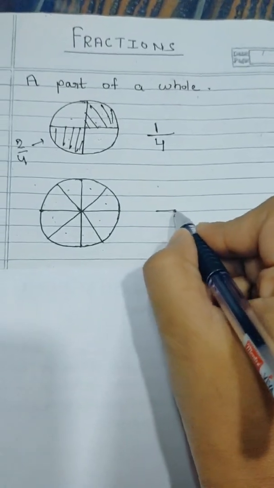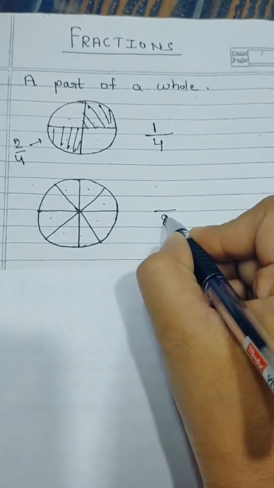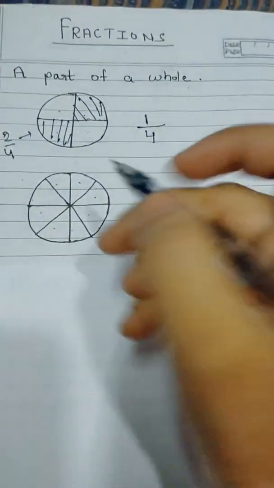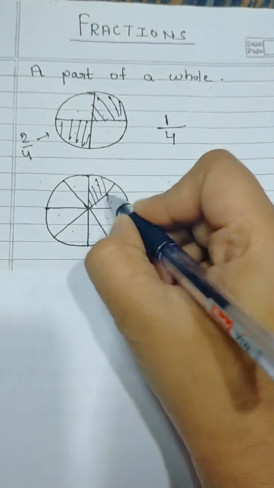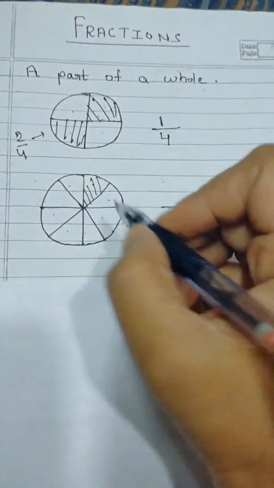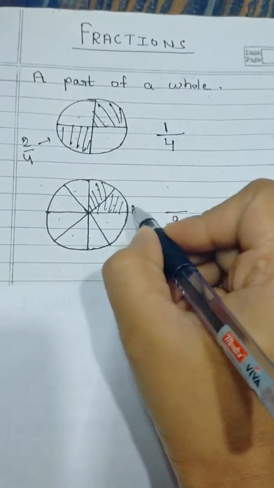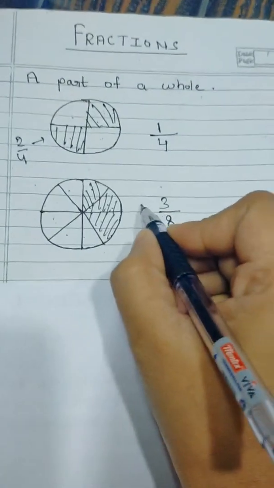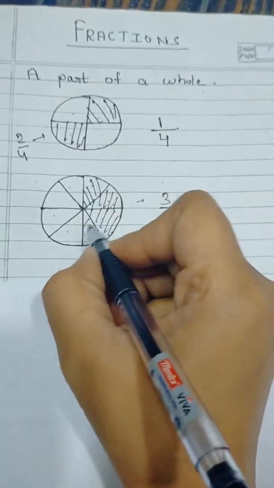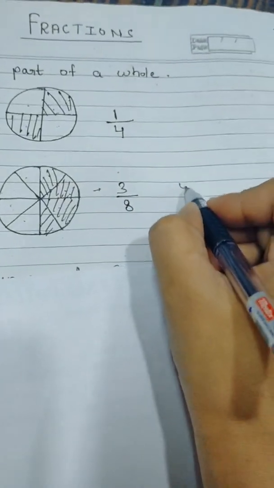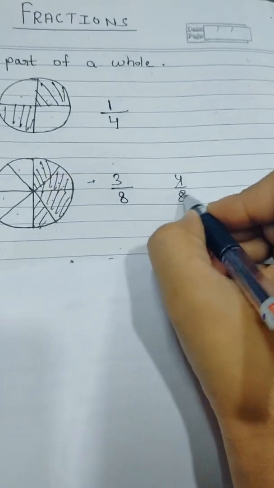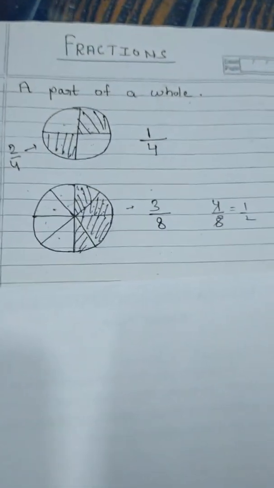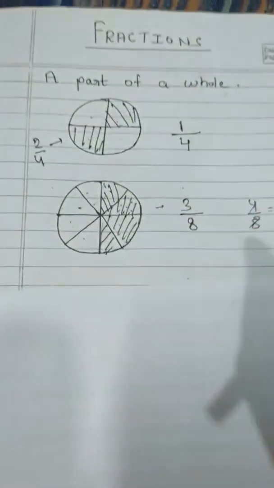So how many parts are there? In the denominator we are going to write 8, and we have to write the fraction of the shaded part. Suppose one part is shaded, so its fraction is 1 by 8. If 2 parts are shaded, its fraction will be 2 by 8. If 3 parts are shaded, it will be 3 by 8. Likewise, if 4 parts are shaded, the fraction will be 4 by 8, and on simplifying, it's 1 by 2, and you can see half of it is shaded. So this is a brief revision of the term fraction.